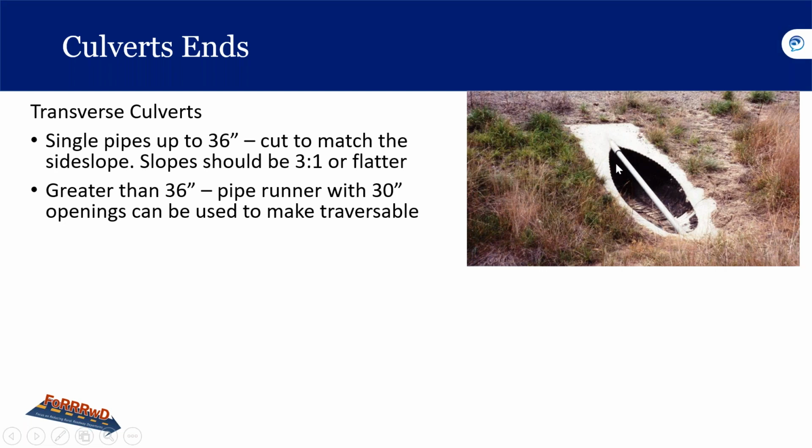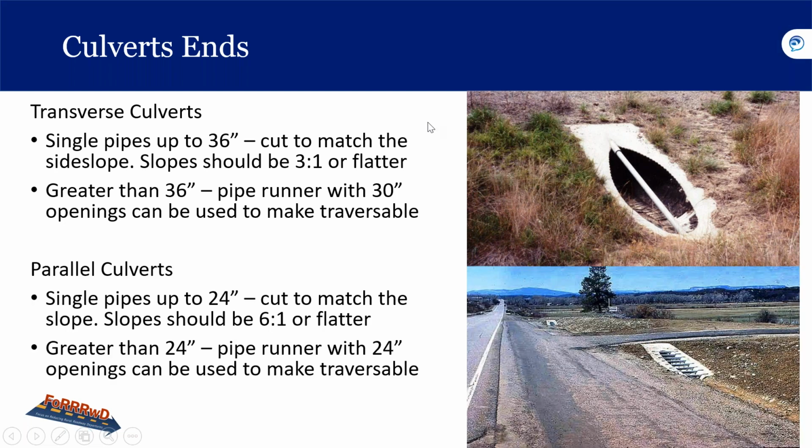So the other case is these parallel culverts. Single pipes up to 24-inch can be cut to match the slope. Slope should be 6-to-1 or flatter. And if your pipe is greater than 24 inches, then pipe runners with 24-inch openings can be used to make them traversable.